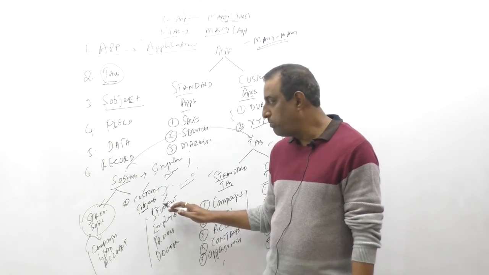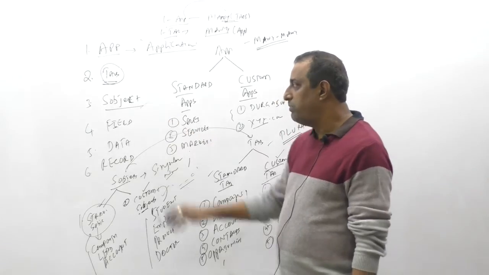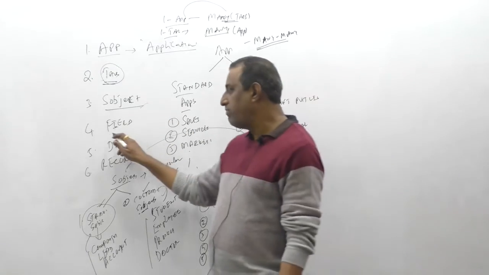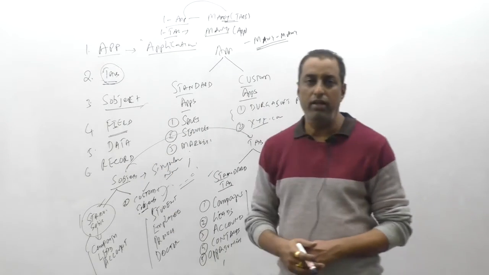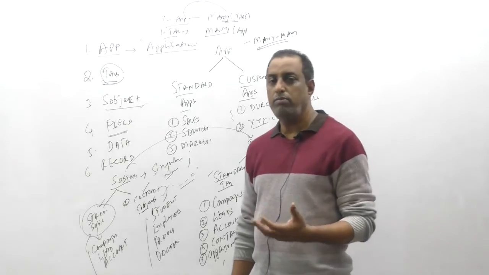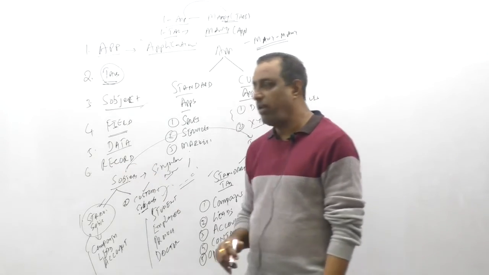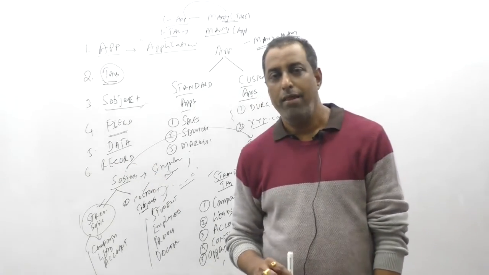I hope you understand this point clearly. So it is all about S object now. And coming to the field. So what is the meaning of a field here? Before I discuss field, first let me discuss about data here. So what is data?